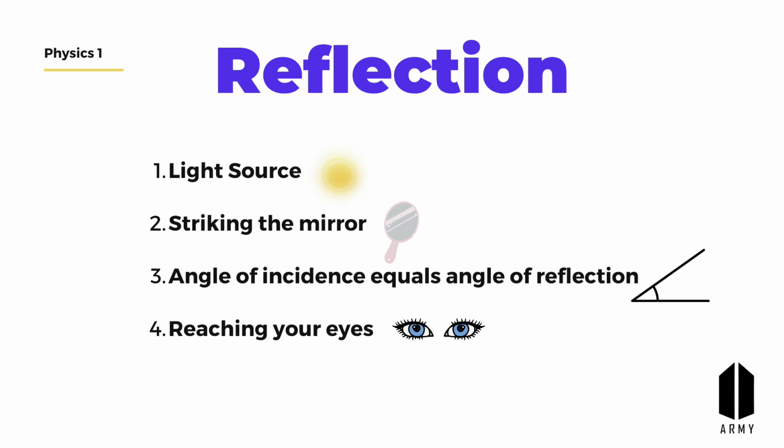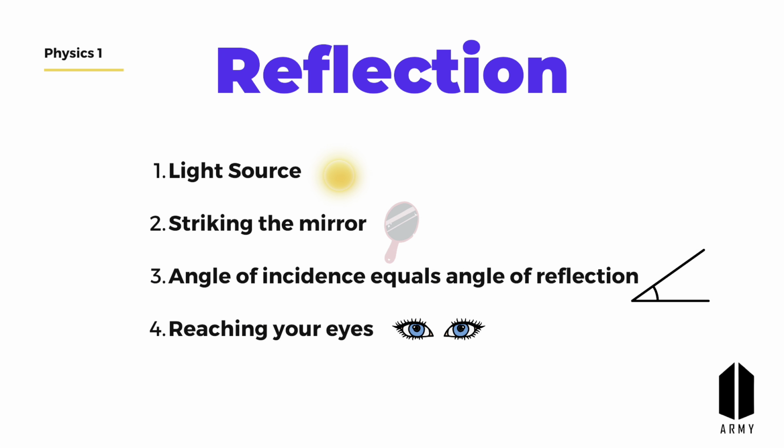The third one is angle of incidence equals angle of reflection, as you can also see from the diagram. According to the law of reflection, the angle at which the light hits the mirror, aka the angle of incidence, is equal to the angle at which it bounces off, aka the angle of reflection. This means that if you shine a light at a mirror at a 30-degree angle, it will reflect off the mirror at a 30-degree angle as well.